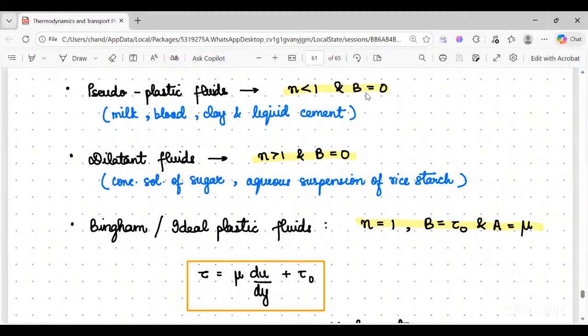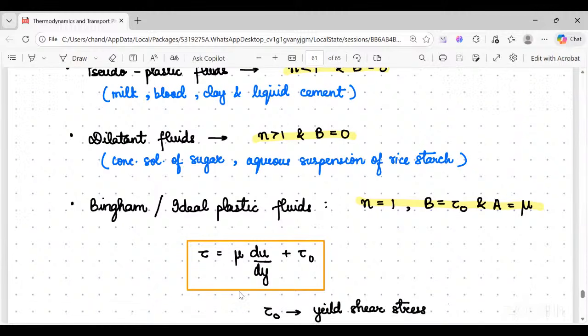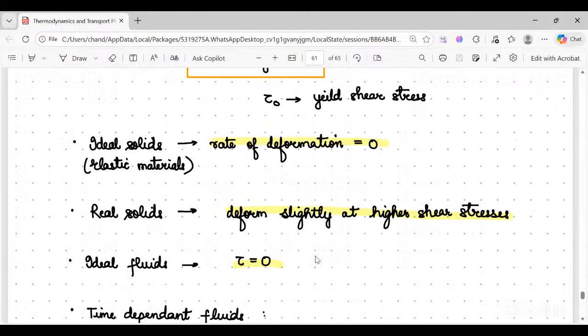Pseudoplastic: n is less than 1, B is equal to 0. Milk, blood, clay, and liquid cement are pseudoplastic. Dilatant: concentrated solution of sugar, aqueous suspension of rice starch. Bingham plastic, ideal plastic fluids: n is equal to 1, beta is equal to tau naught, A is equal to mu. So tau is equal to mu into du/dy plus tau naught, where tau naught is the yield shear stress.